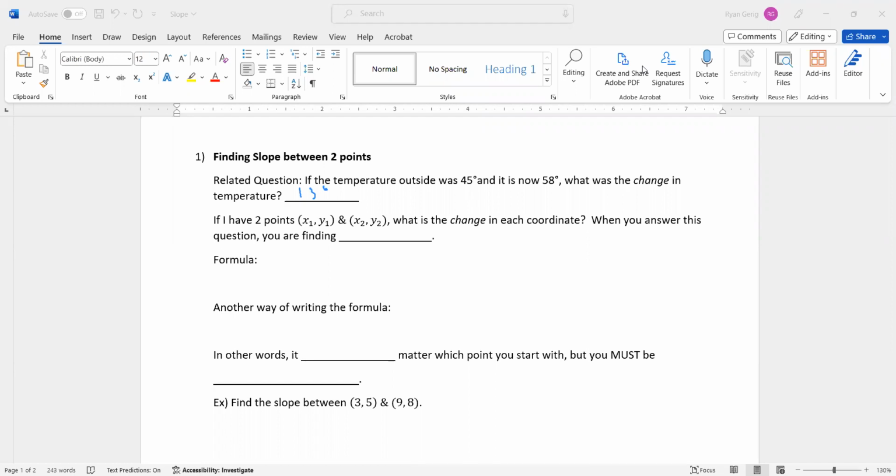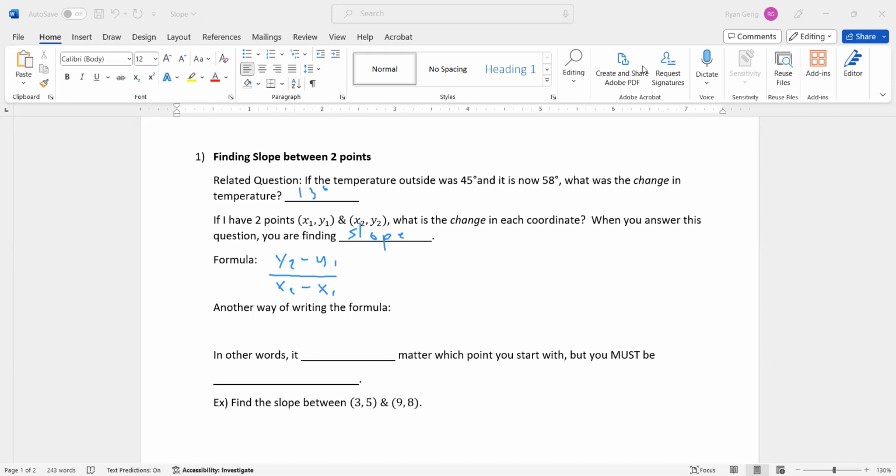That's what change in means. So we're going to use that same idea and look at a more abstract idea with algebra. If I have 2 points, x1, y1, that's 1 point, and x2, y2, it's a second point, what is the change in each coordinate? When you answer this question, you are finding slope. And so we're going to develop the formula from that idea. So change in means subtract. So remember, with slope, we're looking at the change in y. So we're going to go y2, where you end up, subtract where you started, y1, over x2, where you ended up, subtract where you started.